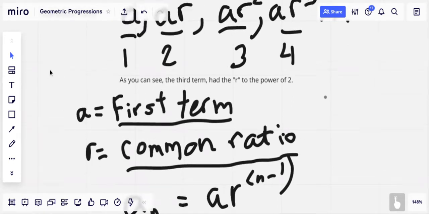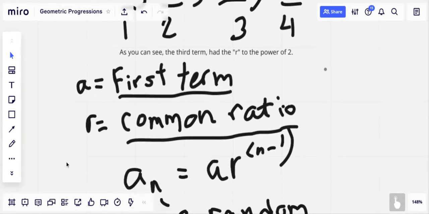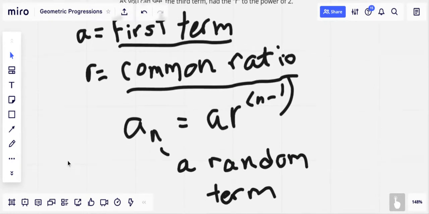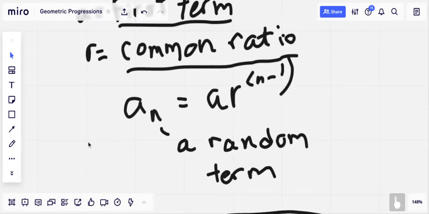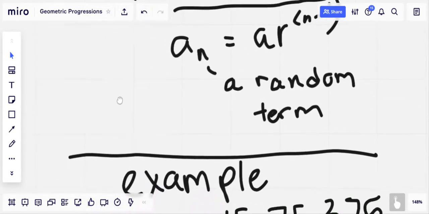A is the first term, r is the common ratio, and a subscript n, where n is any number, is equal to a times r to the power of n minus 1. We'll discuss that later in the video.